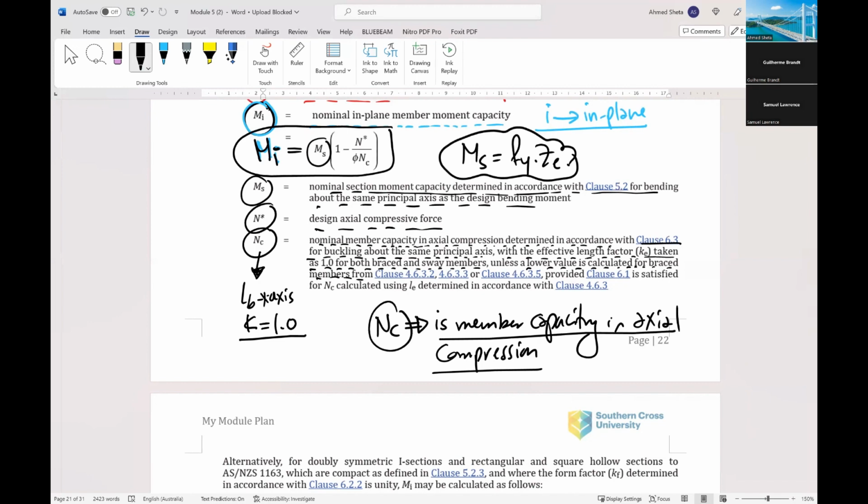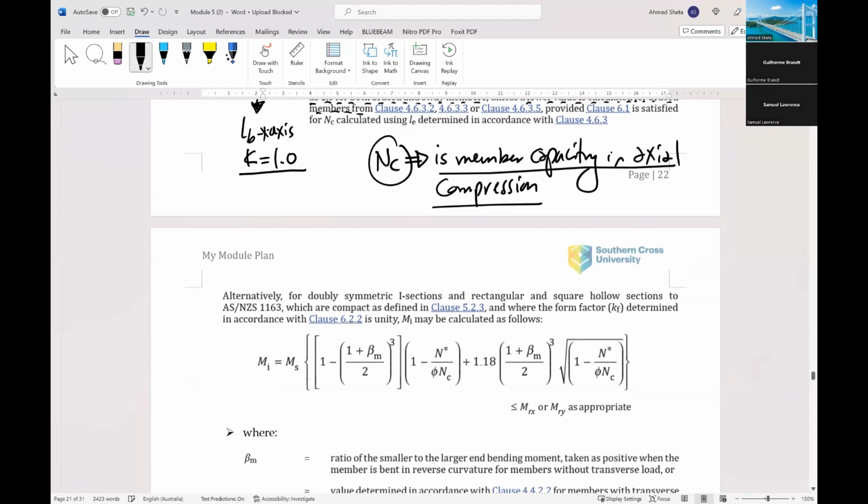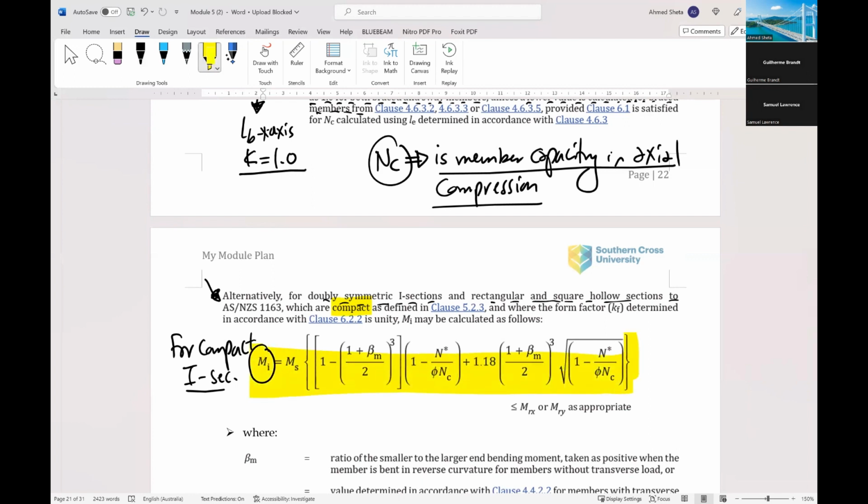So this is NC. Also, here is another alternative for MI for doubly symmetric I section and rectangular square hollow section, which are compact. So for compact I sections, MI is equal to, all this formula, just to find MI.